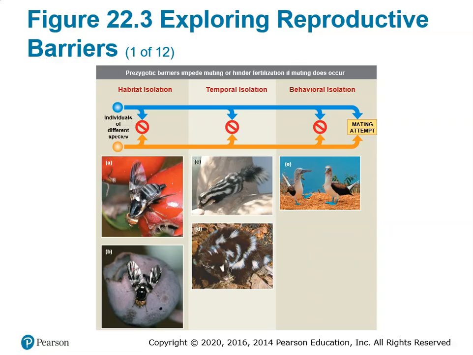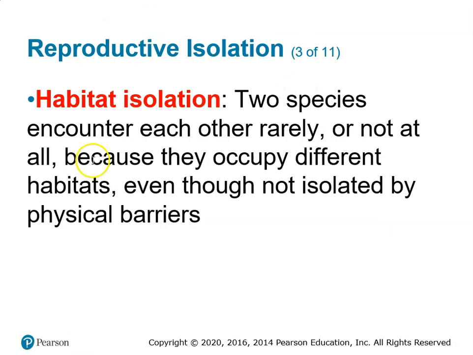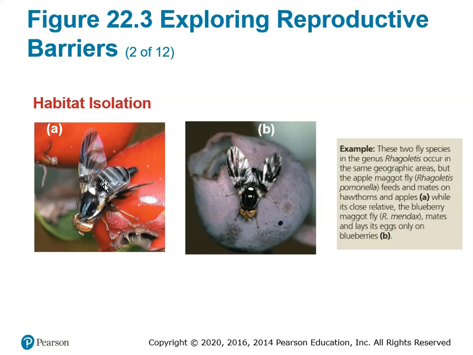So here's some prezygotic barriers. You have habitat isolation, temporal isolation, behavioral isolation. Habitat isolation is when they occupy different habitats. You can see right here, an example of that is two fly species. One lives on apple trees and one lives on blueberry shrubs. So that's very different.